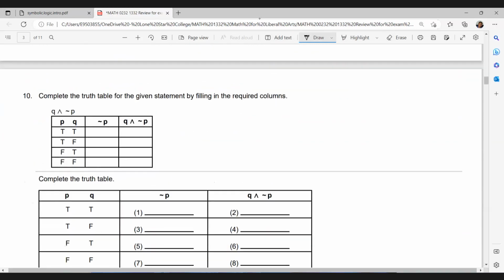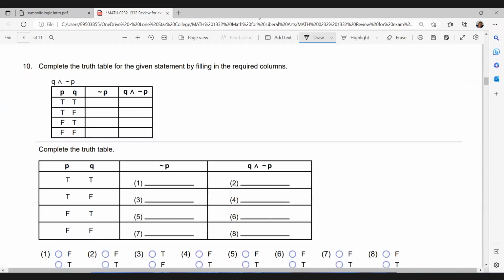Complete the truth table for the following given statement by filling in the required columns. Okay, so it seems like, okay, let's just see. Just be careful with how you type this. Okay, 1, 2, 3, 4. It seems like left to right, left to right. In this case, we want to negate P. So I think I would like to see this more like that. Okay, so we're going to switch every truth value here.